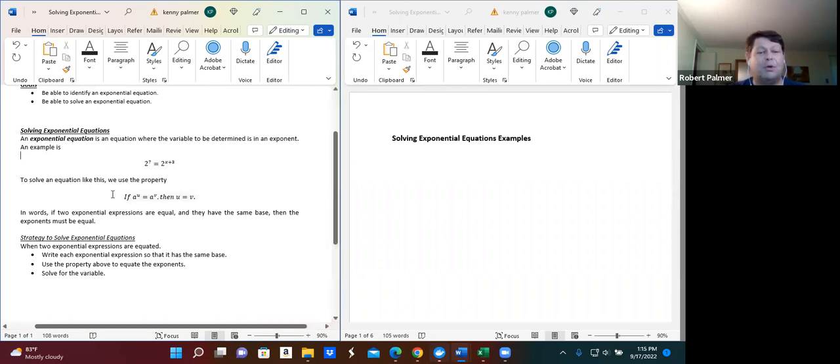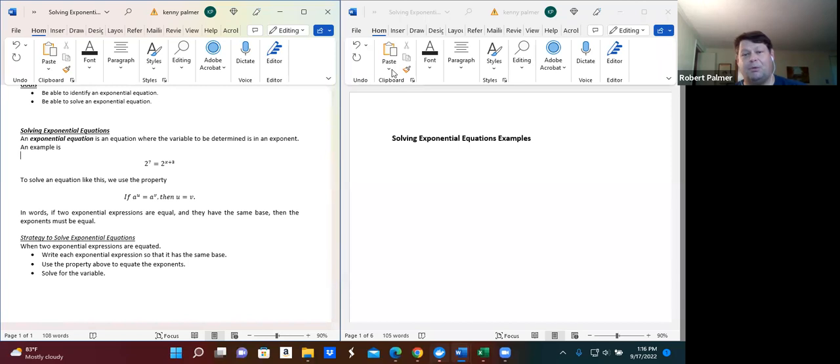We have a property we're going to use. It says that if a to the u equals a to the v, then u equals v. Remember, a solution is anything that makes the statement true. We want to find the x that makes the statement true. If two exponential expressions are equal to each other and the bases are the same, then in order for them to be equal, the exponents have to be the same. So in words, if the exponential expressions are equal and they have the same base, the exponents themselves must be equal.